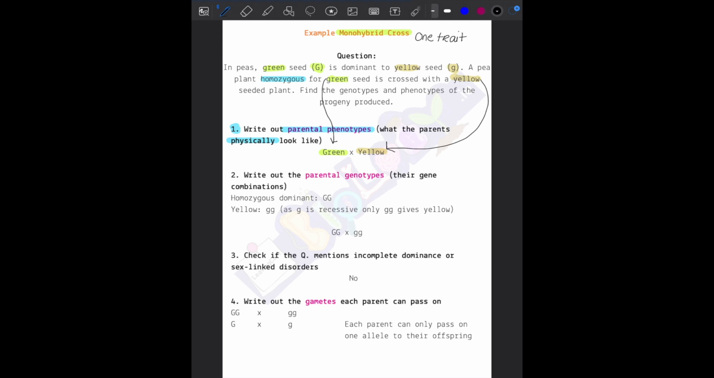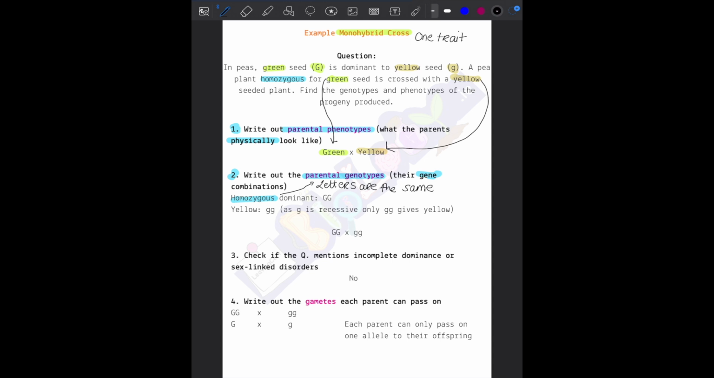On to number 2 then is to write out the parental genotypes, so their combinations of their letters. Now we are told we have homozygous for green, and that green was dominant. Homozygous means the alleles are the same, so that means I have 2 capital G's. Homozygous, dominant. So be very careful with that. Remember, the opposite of a homozygous is a heterozygous, and this is when the letters are different.